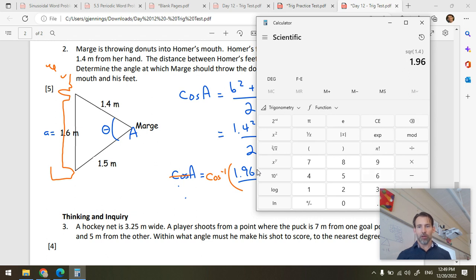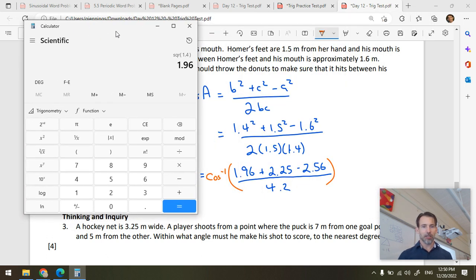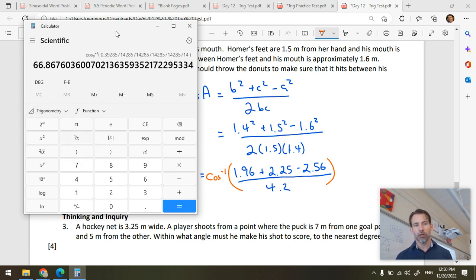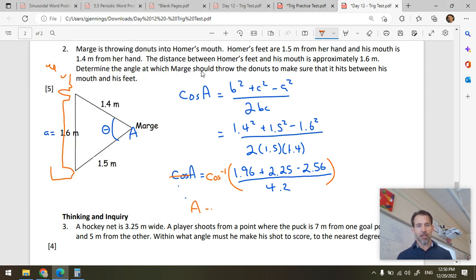We have here 1.96 plus 2.25 minus 2.56 equals 1.65 on top, divided by 4.2 equals, that's what's in the brackets. Take the inverse cosine: 67 degrees. Would you believe it? A equals 67 degrees. So Marge has a 67-degree window to throw these donuts through.